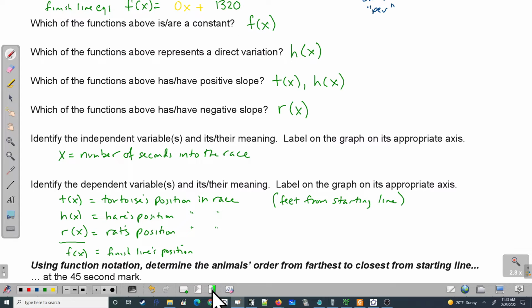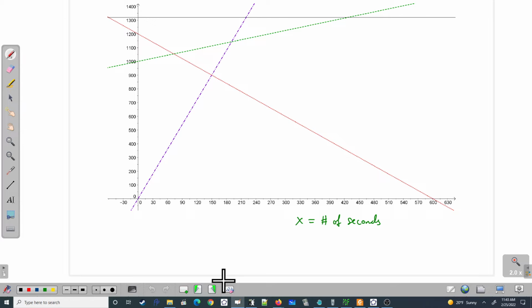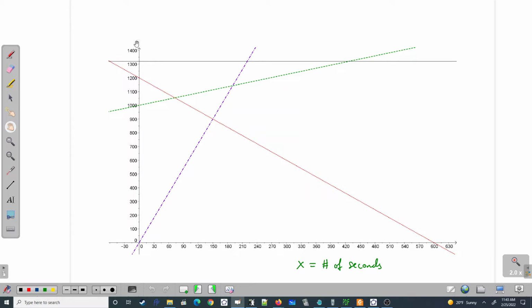So I'm going to hop back over here to the 3rd page. And this is why I said it was probably not necessary to write x equals, because this is called the x-axis. Over here, this is the t of x-axis, the f of x-axis, the r of x-axis, the h of x-axis. So really when it comes down to it, the unit is in feet. If you want to say feet from the starting line, that's never a bad thing to include.